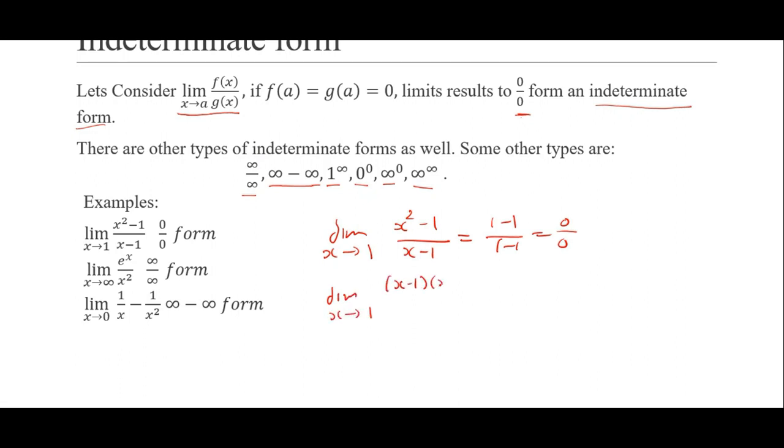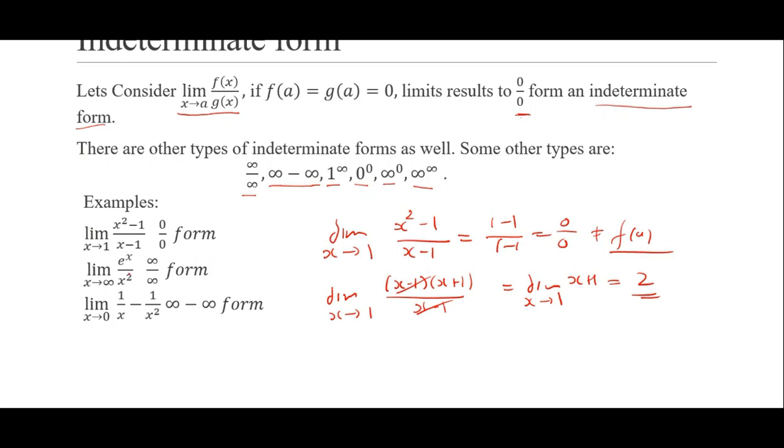If I take the limit as x approaches 1, x² − 1 can be written as (x − 1)(x + 1), divided by (x − 1). So x − 1 cancels with x − 1. So this is the limit as x approaches 1 of x + 1, which is equal to 2. Now here you can also see that the limit of (x² − 1)/(x − 1) as x approaches 1 is not equal to f of a.